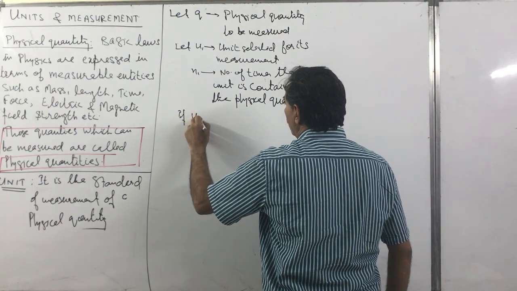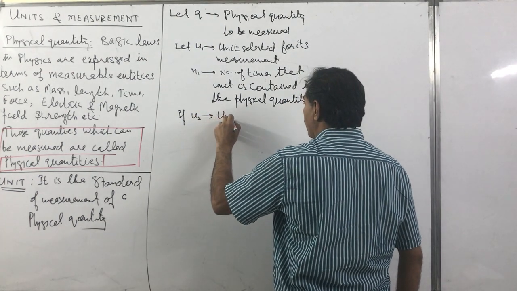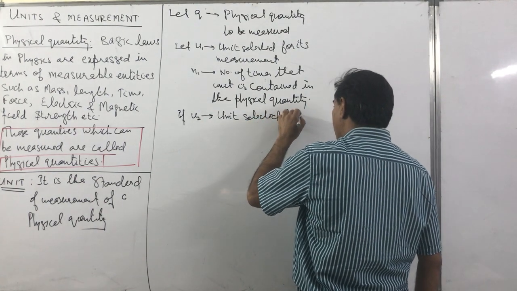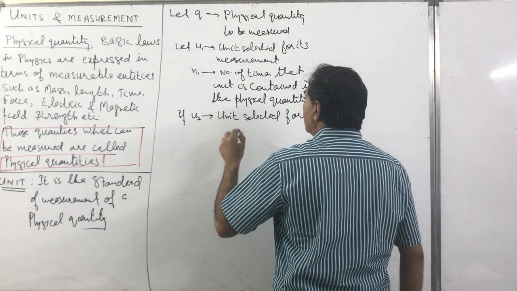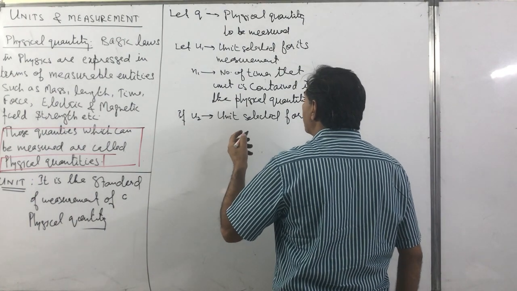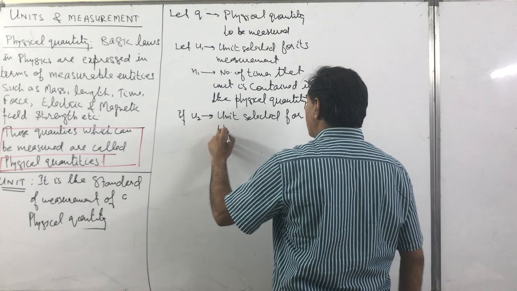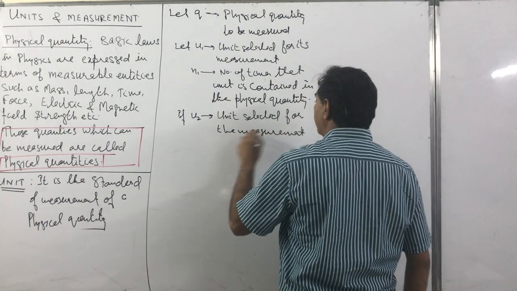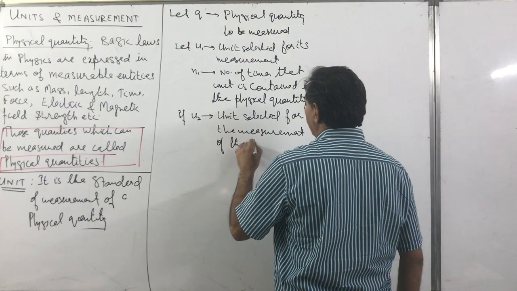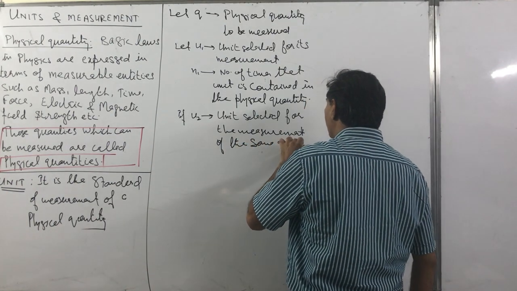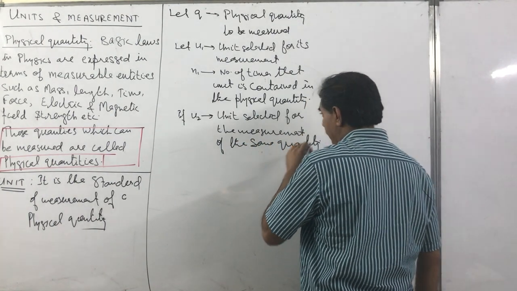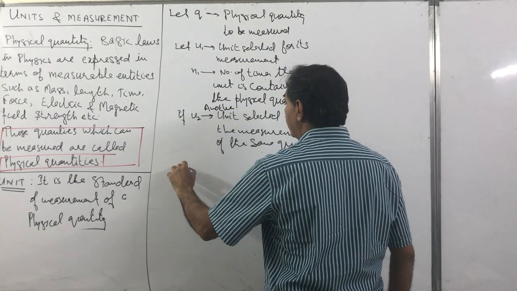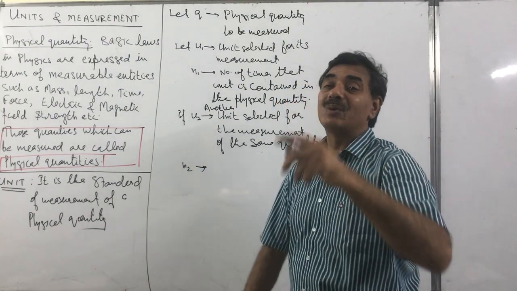If U2 is the unit selected for the measurement of the same quantity, this unit could be different. Okay, another unit. Then the number of times this unit will be contained will also be different.